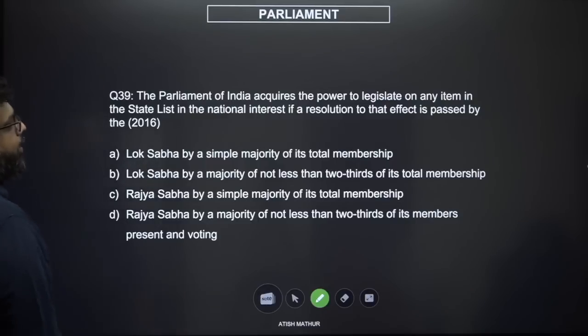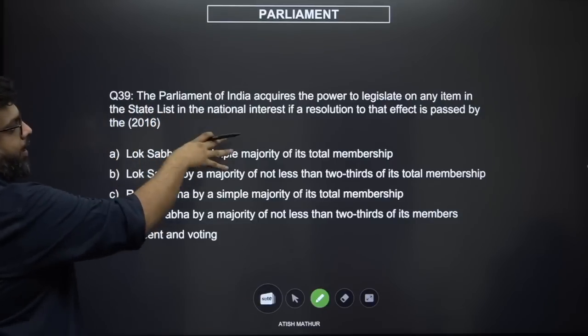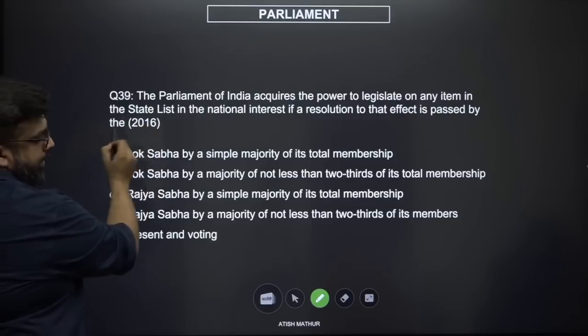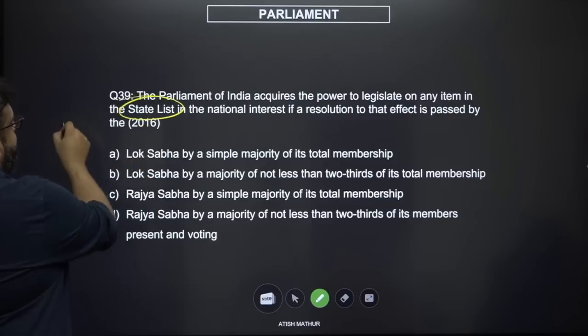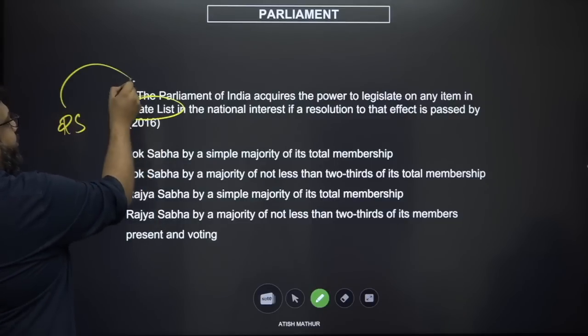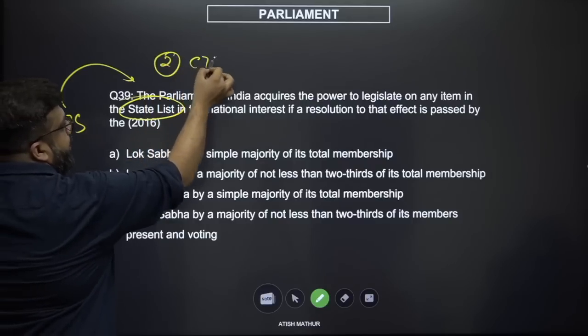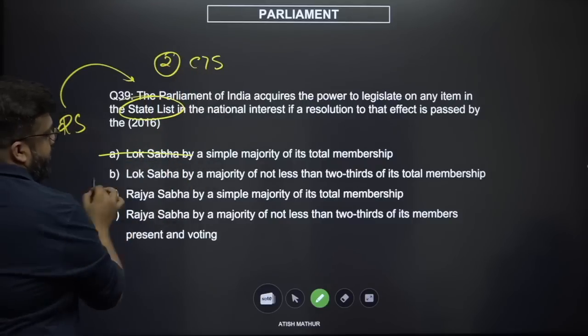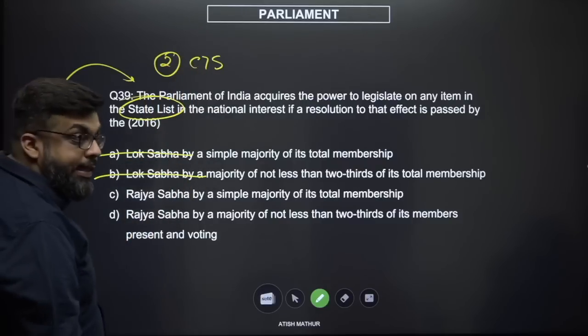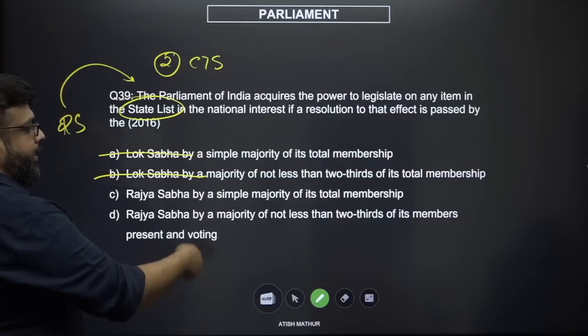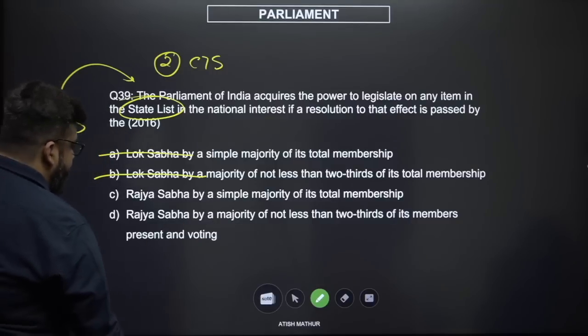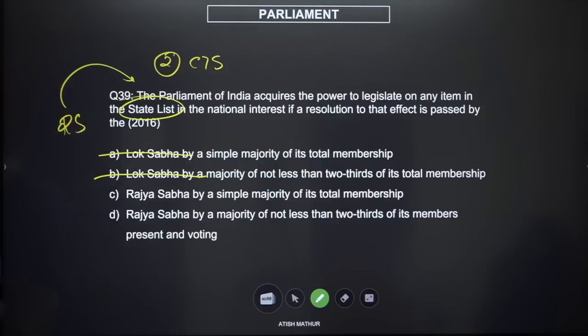Now, if you are acquiring the power to legislate on something in the state list, which means the Rajya Sabha will have to provide some authorization because of rule number 2, center stronger than the states. So any option which has Lok Sabha, you don't even have to read the option. Rajya Sabha by a simple majority of its total membership and Rajya Sabha by a majority of not less than 2/3 of its members present and voting.